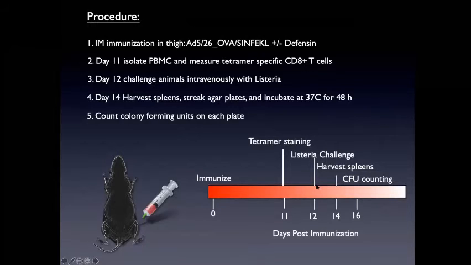At day 12, the animals have been vaccinated. They should have CD8 T cells that are primed against the ova synfecal, which means they're going to have protection against Listeria. So then we challenge them with Listeria at day 12. Within a couple of days of that, we assess how much Listeria was actually growing in those animals, or whether we were able to essentially abolish it and prevent infection from occurring.